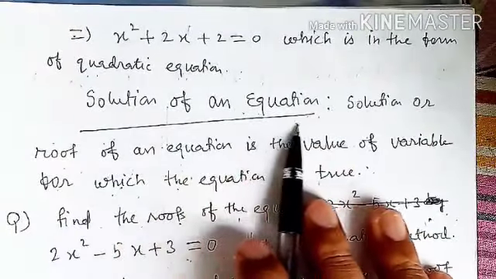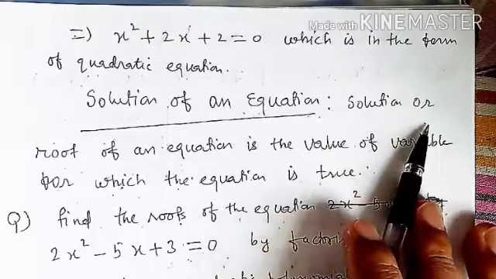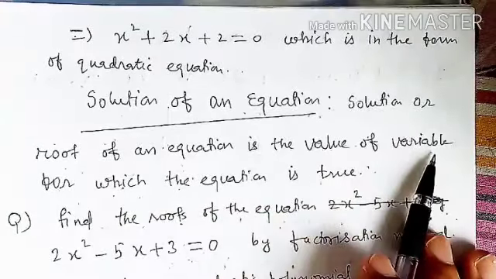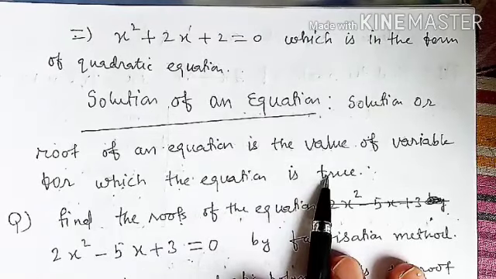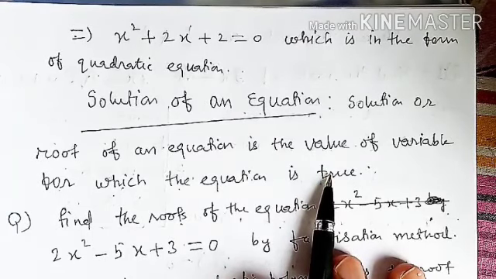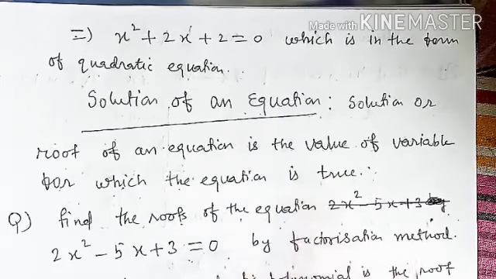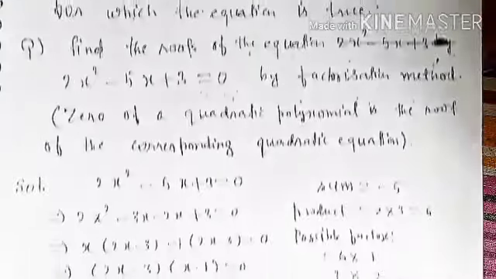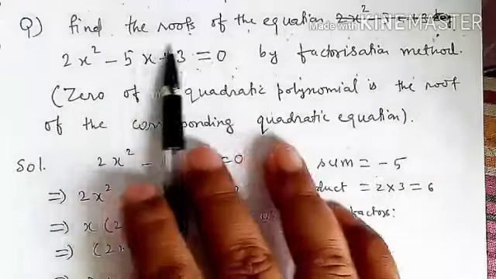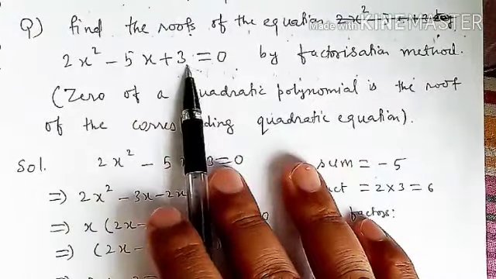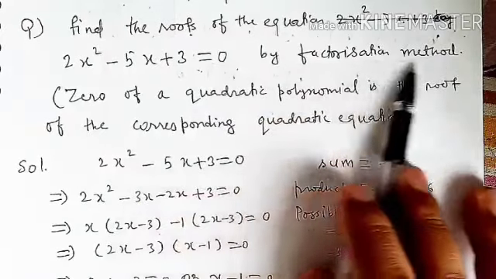Now, solution of an equation. Solution or root of an equation is the value of the variable for which the equation is true. Here, we will discuss the root or solution of a quadratic equation, and it will be the same as the zero of the quadratic polynomial. So, find the roots of the equation 2x square minus 5x plus 3 is equal to 0 by the factorization method.